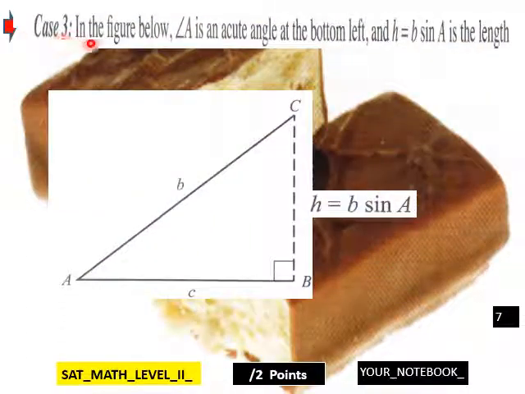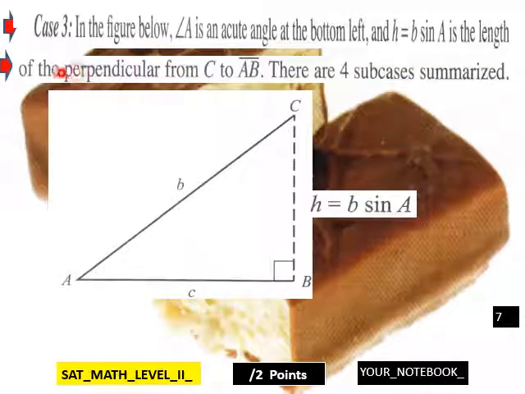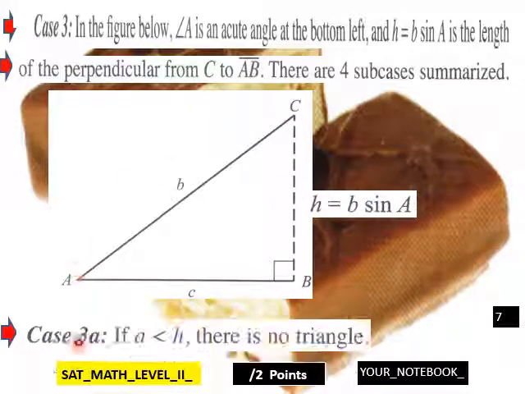Okay, case 3 in the figure below. Angle A is acute, so this is an acute angle at the bottom left, and h equals b sine A is the length h. So here's our height here. h equals b sine A. So b sine A would be the length here of h, the perpendicular from C to AB. There are 4 subcases summarized in this situation.